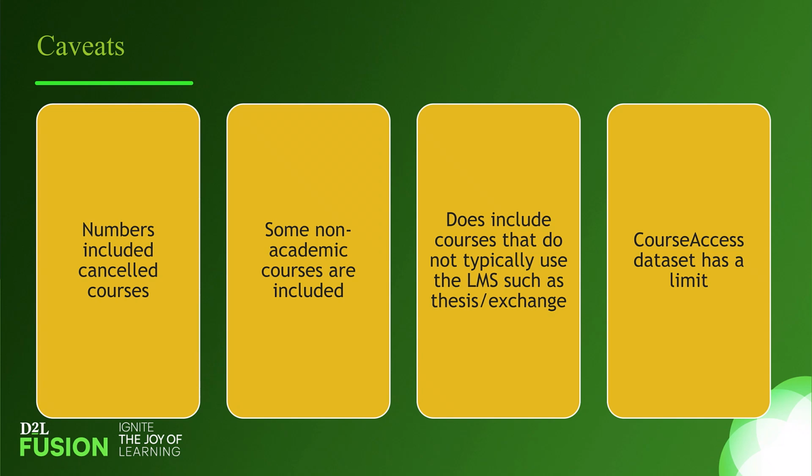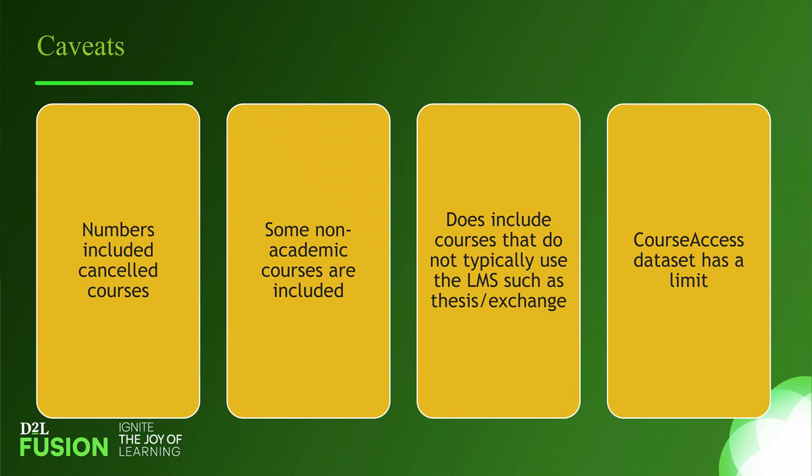So some of the caveats and issues that we found with this data set so far is that the numbers do include canceled courses, as we do create a Brightspace site for every section listed in our student information system. We do have course sites that have courses that never ran to begin with or were canceled after they were started. Since we don't have a direct connection with Brightspace, we cannot tag our courses as being canceled and filter them out. Some non-academic courses are included if they were created using an academic template and therefore have that faculty and semester relationship. We do include courses that typically do not use the LMS, such as thesis and exchange courses.